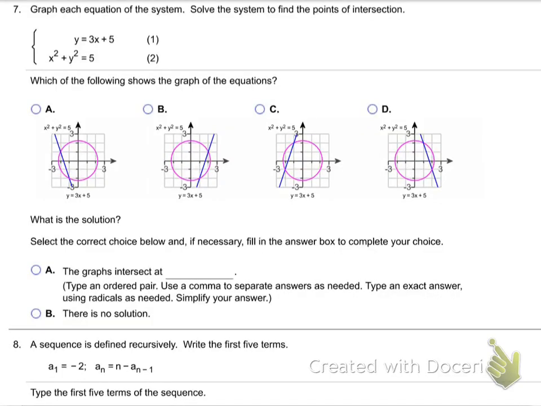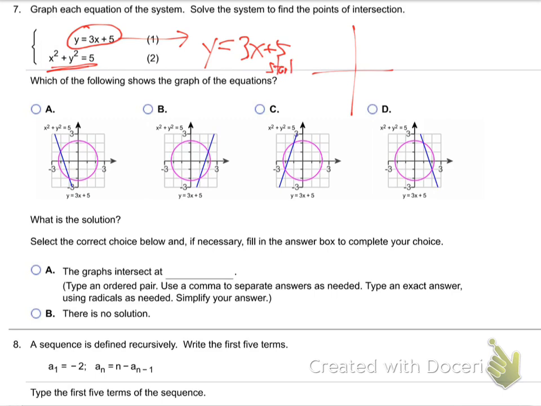Okay, so question number 7 here. First off, they want me to graph these two things. Well, this is a line, and this one is like an ellipse, or it's actually a circle. But let me show you how easy this is, since they're giving me multiple choice. This is a line, right? Y equals 3x plus 5. You know how to graph that line.